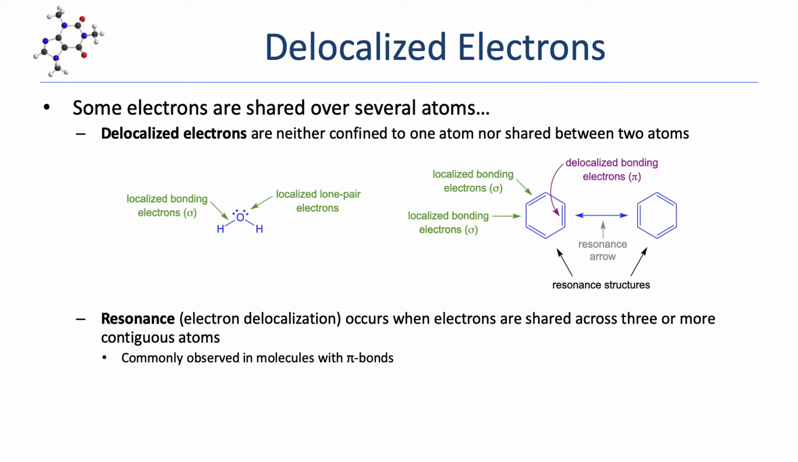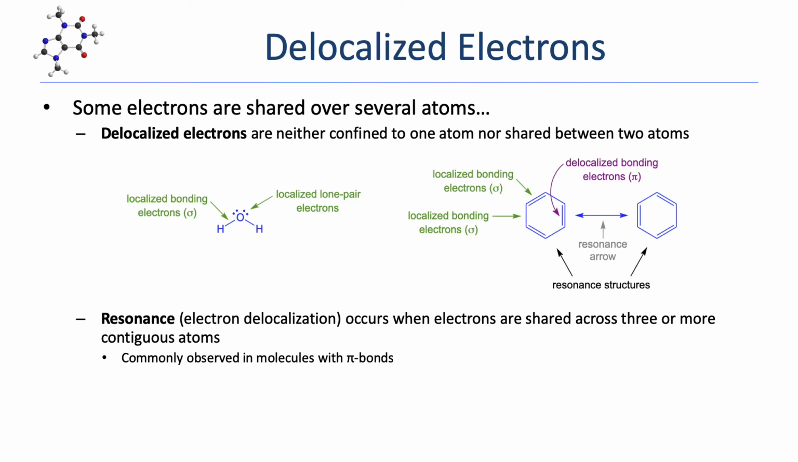The electrons in the hydrogen-oxygen bonds are each in a sigma bonding molecular orbital. And you can see that those electrons are shared between the two atoms, the H and the O, and that means these are localized electrons. The two lone pairs are each in a non-bonding molecular orbital, and as you can see, each is confined to just the one atom, the oxygen.